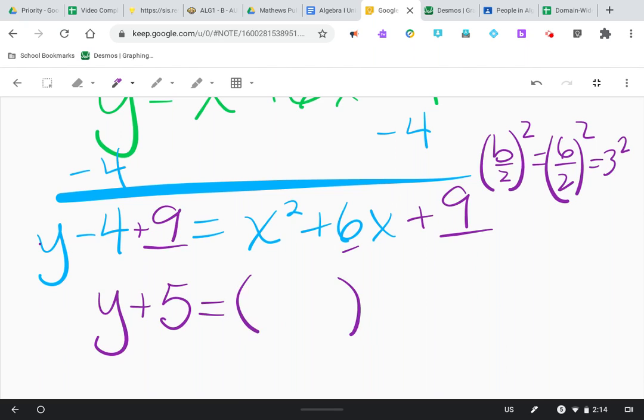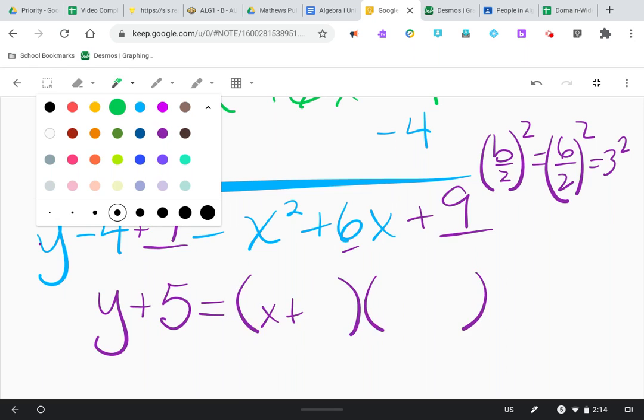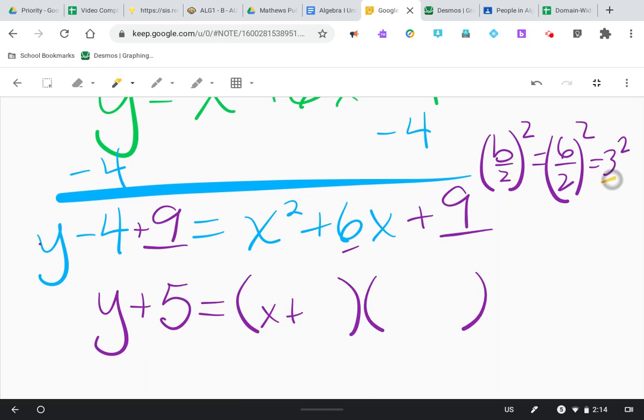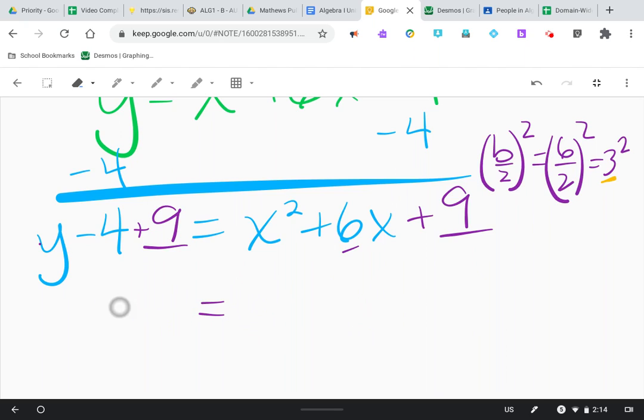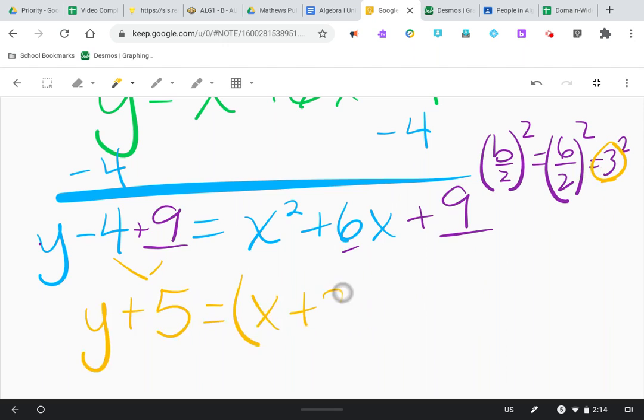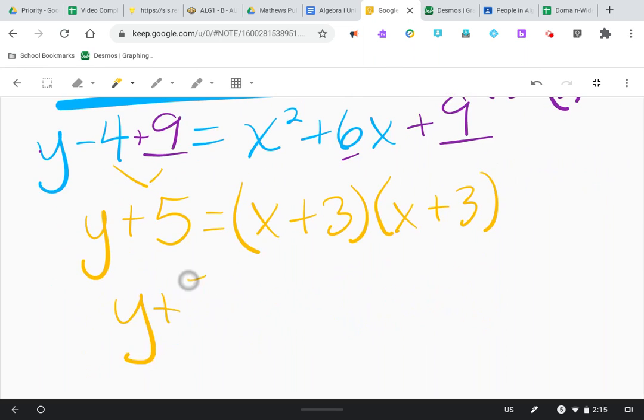And I'm going to go ahead and jump straight down. We know that this is x plus 3 from right here. x plus 3, x plus 3. Let me get that in the right color here. In fact, I'm going to redo this whole line. Sorry about that. So we're going to do y plus 5 from right there equals x plus 3, x plus 3, and then this is the same, so we can rewrite this as x plus 3 squared.